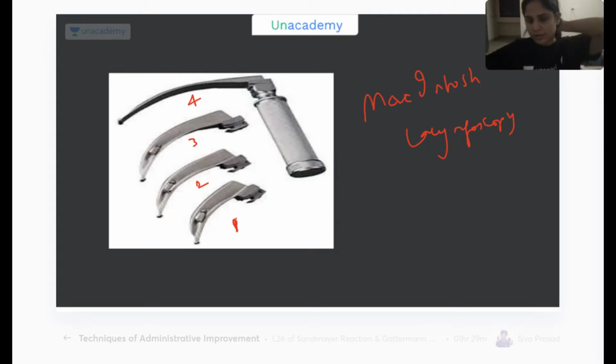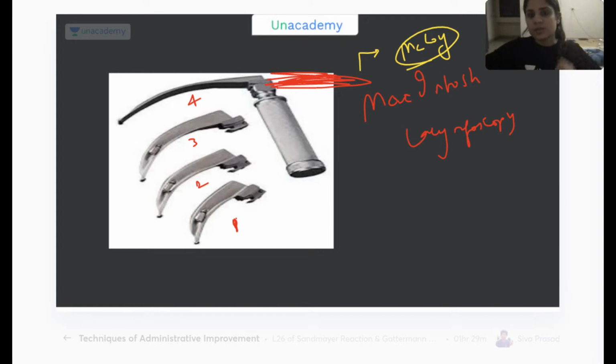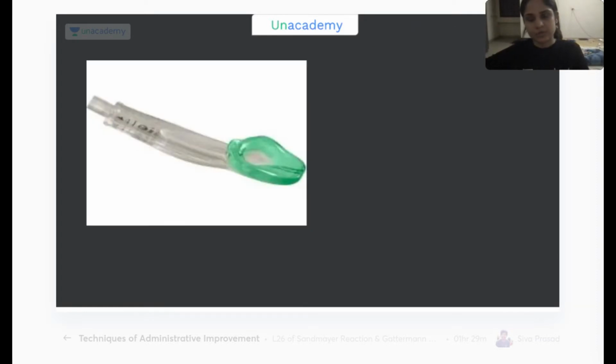Now, if I attach a lever over here at the end of this curved blade, then what laryngoscope does it become? Excellent. Then it becomes a McCoy laryngoscope. So a lever on a curved blade laryngoscope makes it a McCoy laryngoscope.